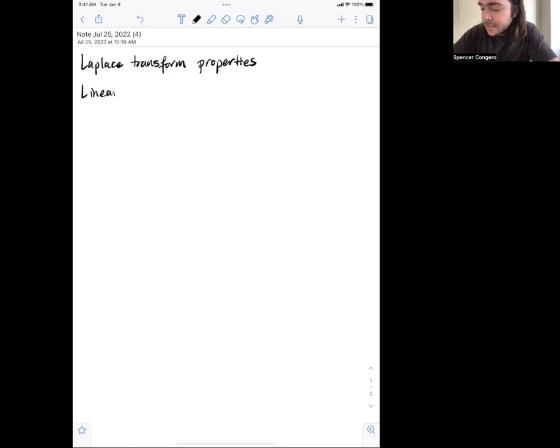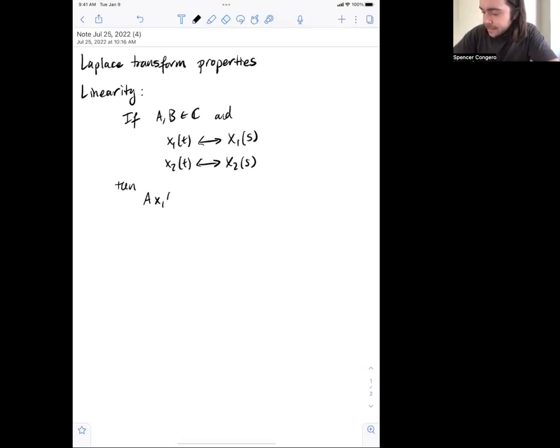Okay, so the first property is linearity. Okay, we know the deal with this. We've seen this many times. So if A and B are complex numbers, and I have these two Laplace transform pairs, okay, and x2 of t has Laplace transform X2 of s, okay, then I bet you can guess. So a times x1 plus b times x2 is going to have Laplace transform the same linear combination of the corresponding Laplace transforms.